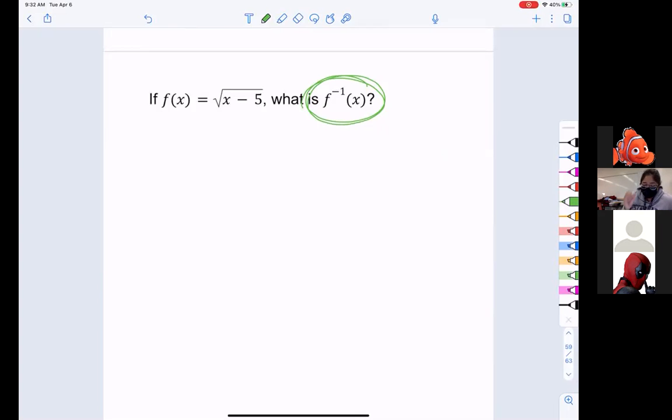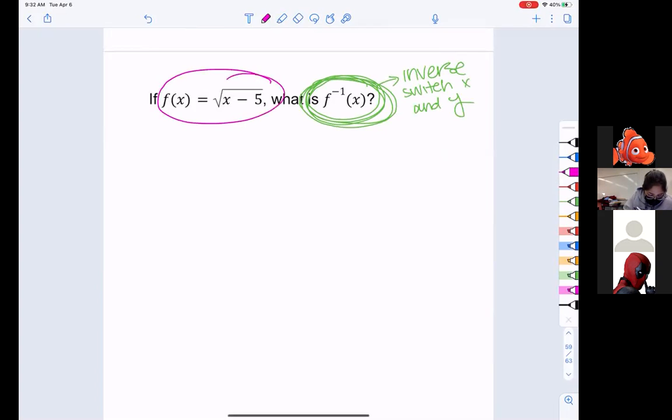All right, so let's try this again. So we have f negative 1 right here. So Brian, what's it mean? You gotta switch them. It's the inverse. Awesome. Switch x and y. So we have our equation right here: y equals square root x minus 5. If I switch the x and y, Jordan, what's my new equation?